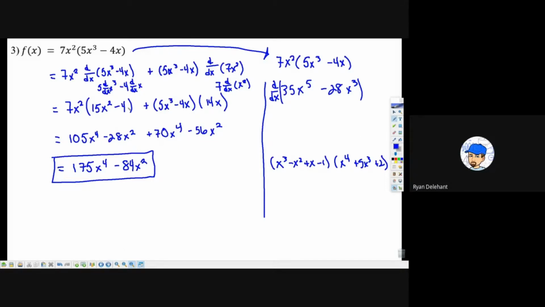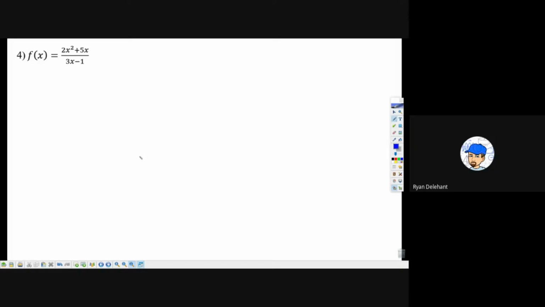Let's do number 4. Number 4 was our quotient rule, okay? So with your quotient rule, when we find our derivative, most of the work happens in the numerator. So we're going to get the denominator times the derivative of the numerator minus, and I like to put big brackets around this so I don't forget that I need to change the sign of everything in there. This is going to be the numerator, which is 2x squared plus 5x, and we're going to multiply that by the derivative of the denominator.